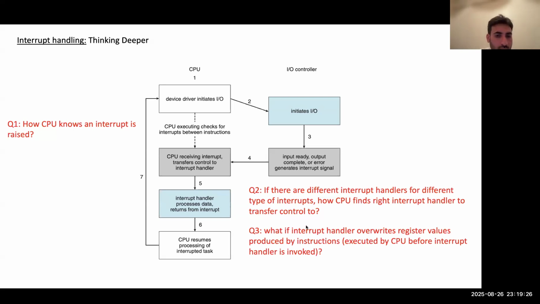Another question, I think there is a question: set different priorities for different interrupts. Yeah, but even someone answered, I think someone tried to answer question number 2 by saying that set different priorities for different interrupts.